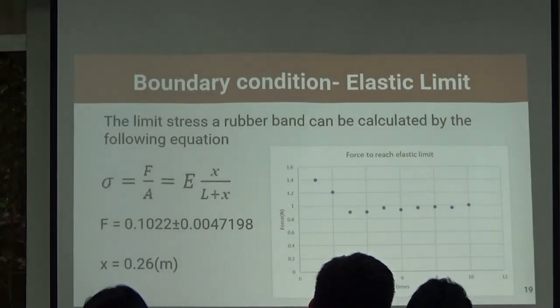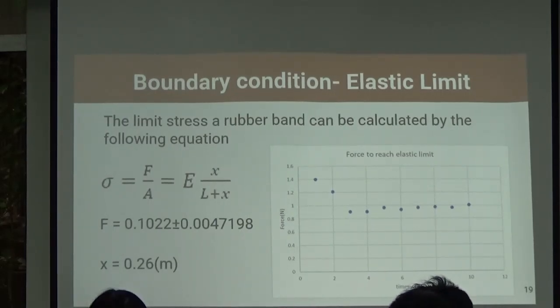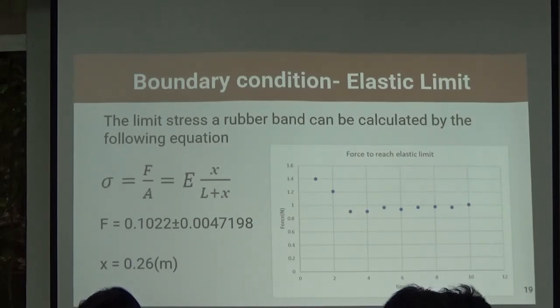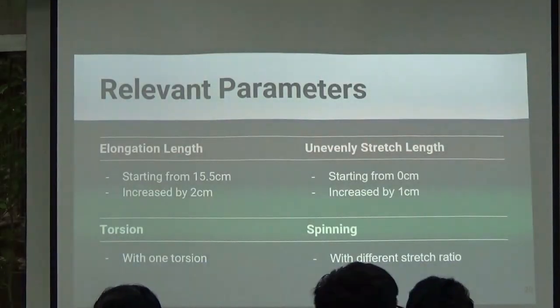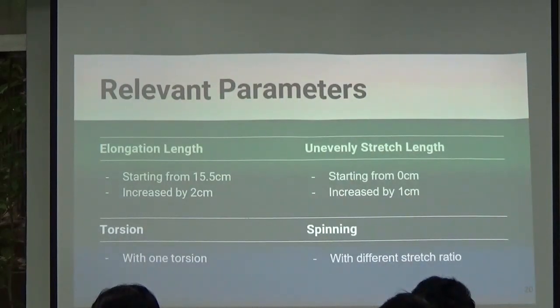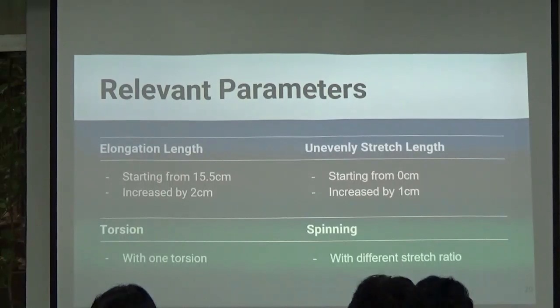So then we establish a boundary condition in order to find the optimization of this shooting rubber band. Throughout the experiment, we find that the maximum length before the rubber band reaches its elasticity limit is 26 centimeters. Next I will get into the parameters we've been discussing. First will be the elongation length and stretched length, then torsion and spinning.